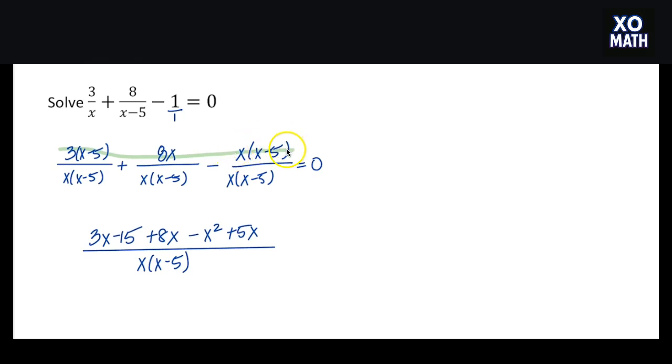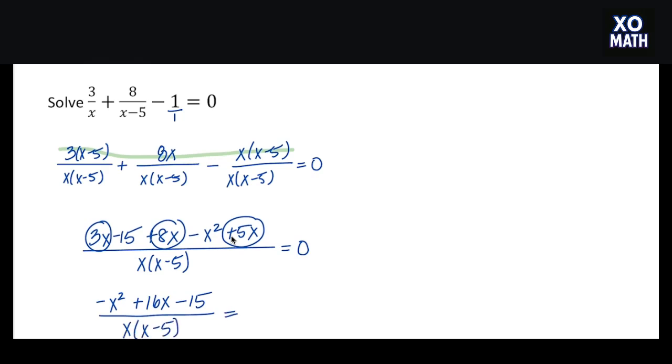This negative x distributes to both, so make sure those two negatives become a positive. And all of this is equal to 0. So now in the numerator, let's combine like terms. There's no like terms to negative x squared, so I'll put that first. 3x, 8x, and 5x, all of those are going to combine together to give me 16x, and then minus 15, all over x times x minus 5 equals 0.